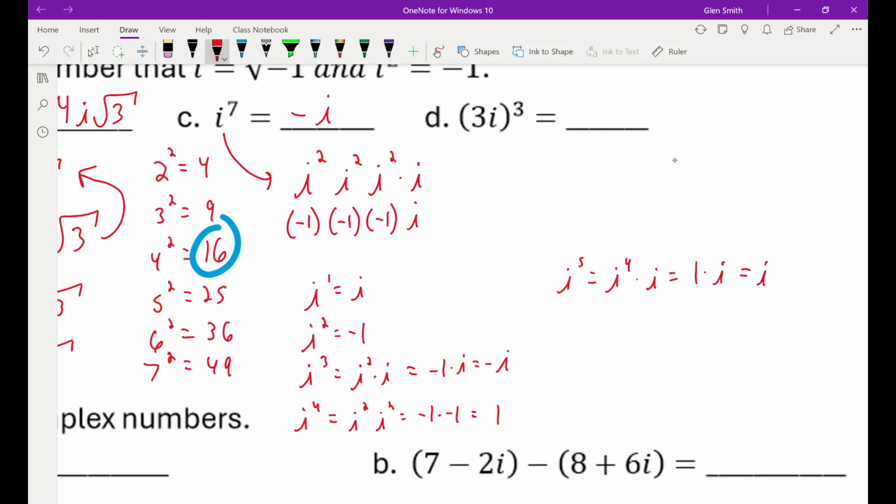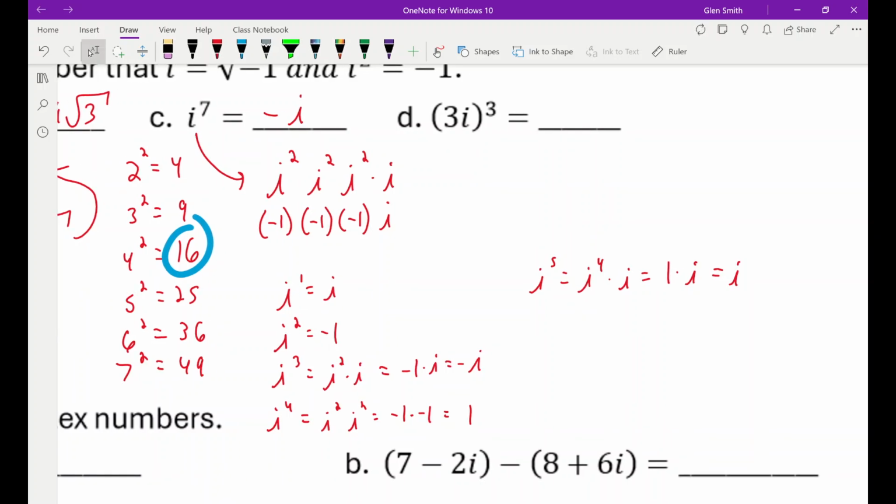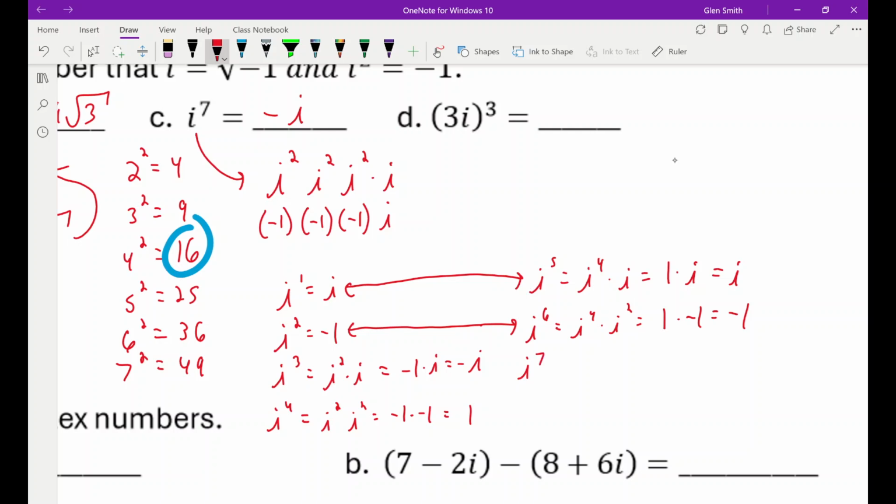So this is like, they call it periodic, or they call it cyclical maybe. If you keep raising i to a power, it just repeats over and over again. So i to the 5th is i. It's the same thing as i to the 1st. If we did i to the 6th, you would just say, well, that's just i to the 4th times i squared. But i to the 4th is just 1, and i squared is negative 1. So this just equals negative 1, which is the same thing as i squared. And if you follow this pattern, you see that i to the 7th is the same thing as i cubed, and that i to the 8th is 1.